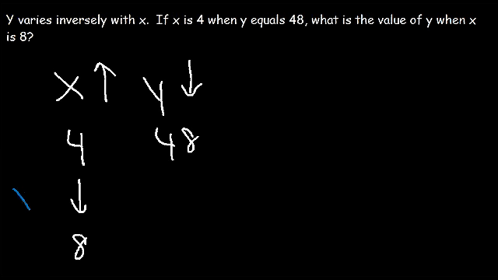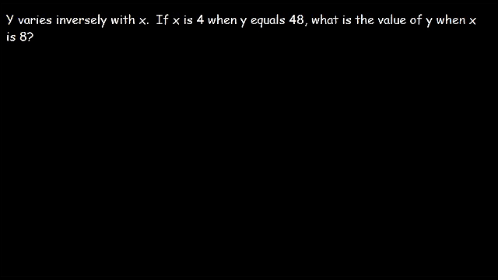Notice that we increase x by a factor of 2. Since it's inverse, as x goes up, y goes down. So we can't multiply 48 by 2 because that's going to go up. We need to divide it by 2. So y should go down to 24. That's an inverse variation. When x goes up, y goes down proportionally.